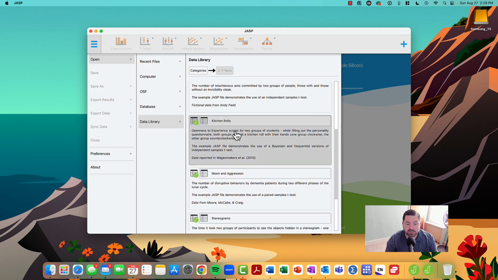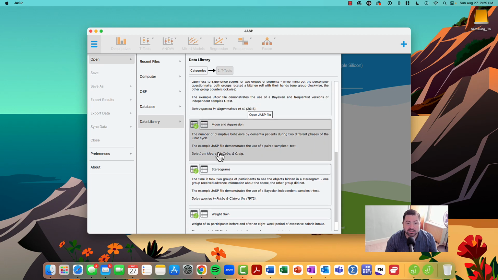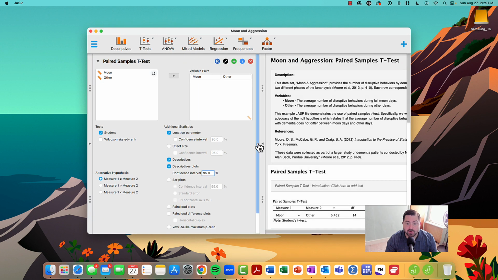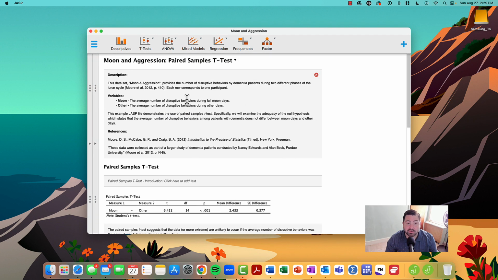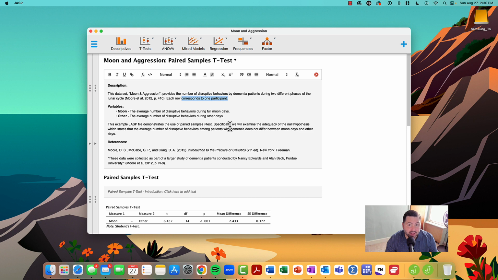We're going to want to choose the Moon and Aggression dataset since it says that the file demonstrates use of a paired sample t-test. Once you open it, become oriented with what the data is about. In this case, because we have one group of patients who live with dementia and the dependent variable of interest is the number of disruptive behaviors that is being measured under two conditions, when there is a full moon and when there is not a full moon, a paired sample t-test is appropriate.